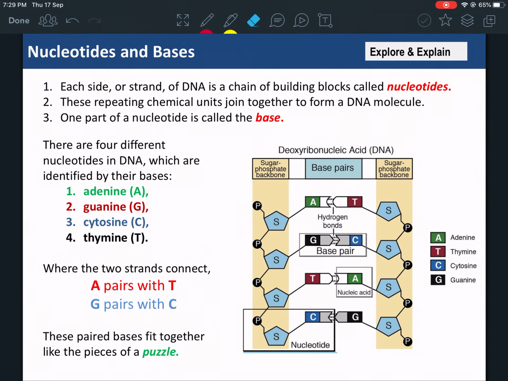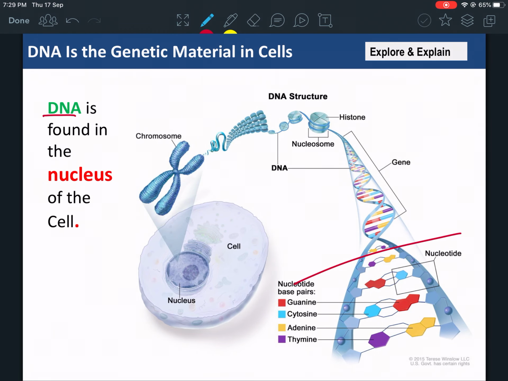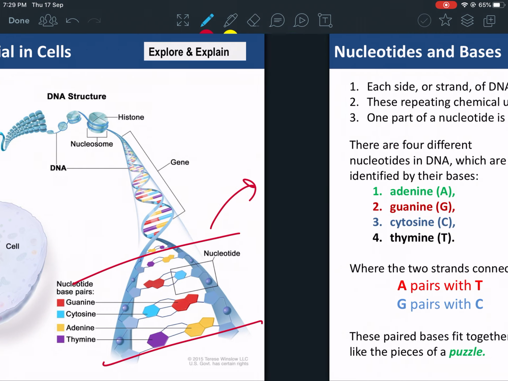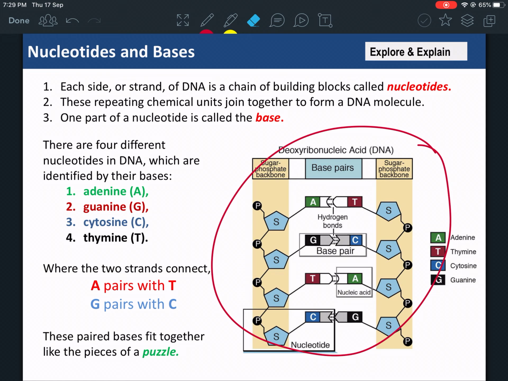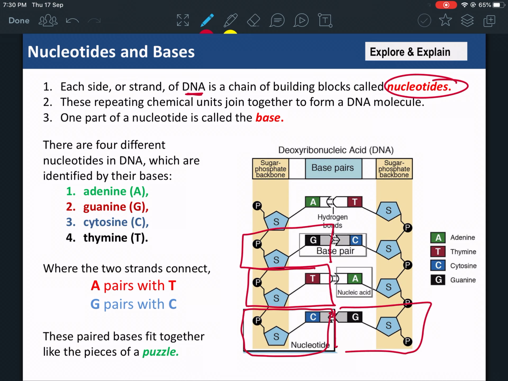So today, you're going to learn about nucleotide base pairs. They took one part of the DNA, and you see it on the other slide this way. Each side or strand of the DNA is a chain of building blocks called nucleotides. So look, this is one nucleotide. This is another nucleotide. So the DNA is made of nucleotides. And if you notice, they pair together. This nucleotide pairs with this. So that's why it's a double helix. There's pairing here. You notice these are nucleotides and they're paired together.